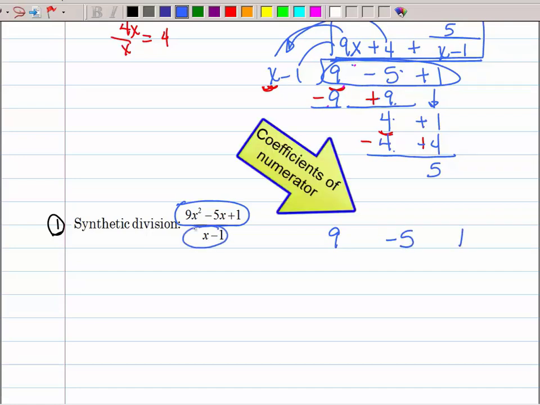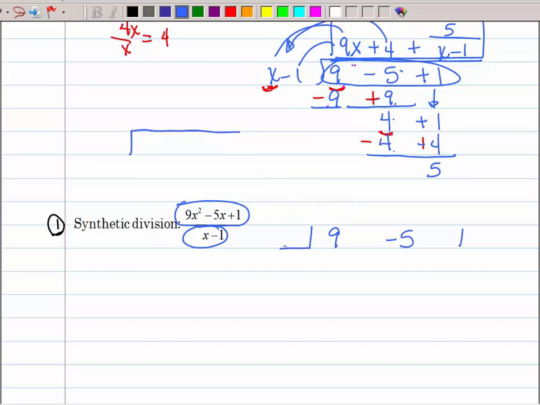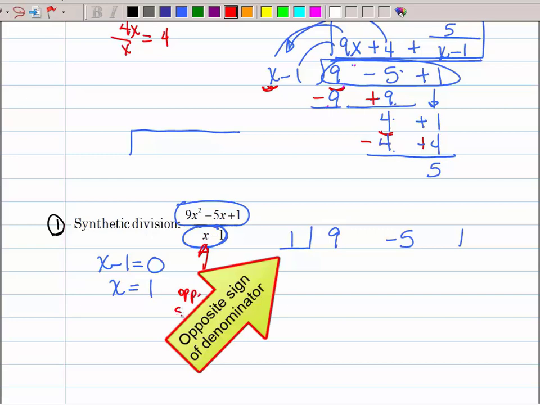Then I need to take care of how I'm dividing. So instead of a long division symbol like this, I'm going to turn it upside down and make it shorter. What number am I going to put there? Well, you're going to put the opposite of what's in here, or in other words, set that equal to 0 and solve for x, and that's the number in there. But I still like to think about it as the opposite sign of that number. So now we have our setup.